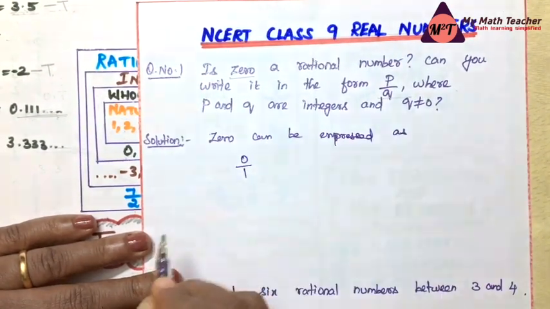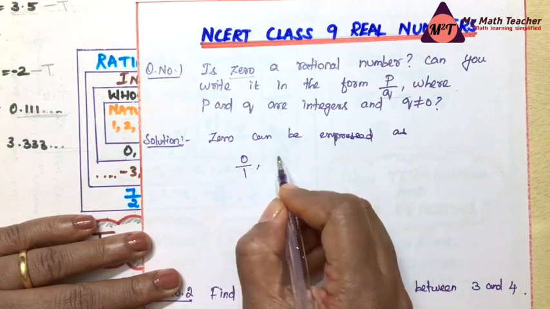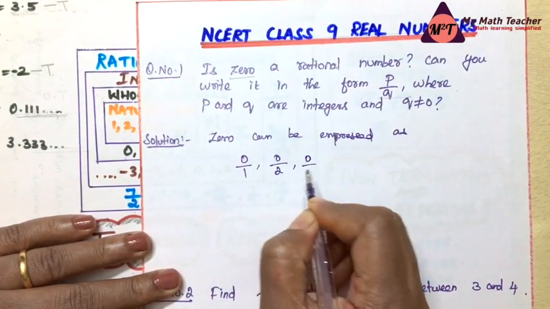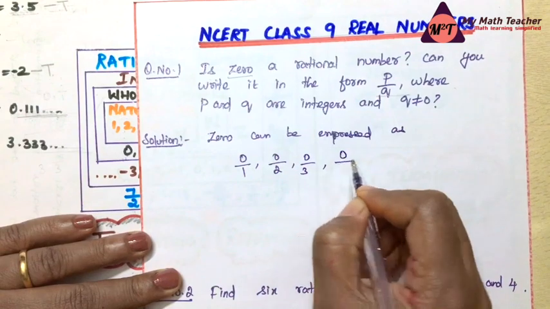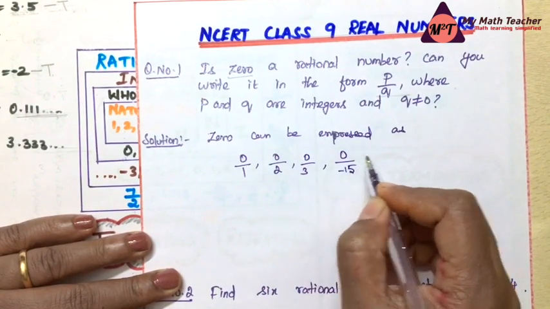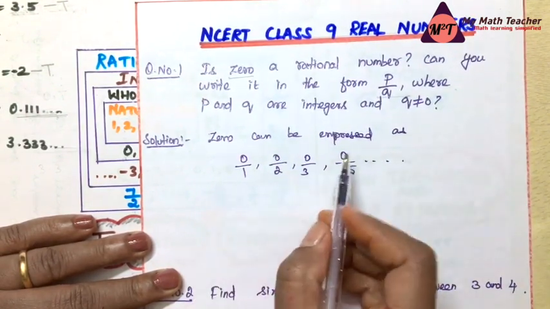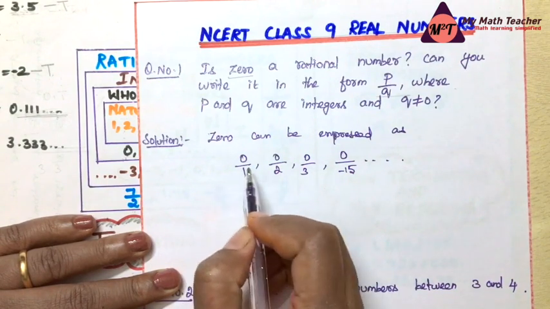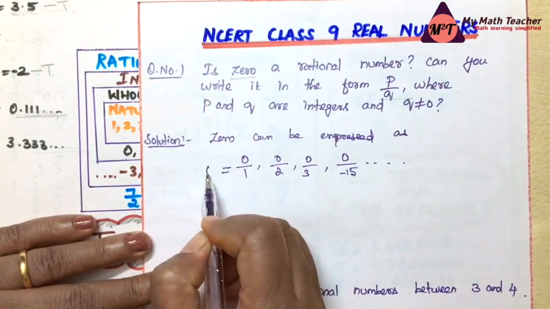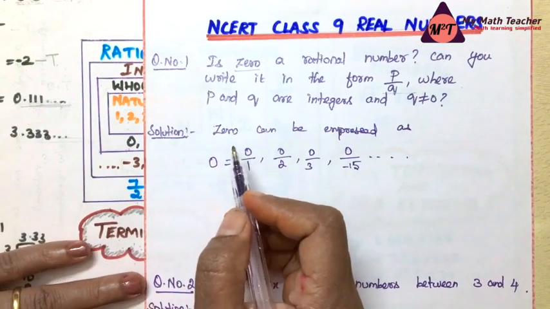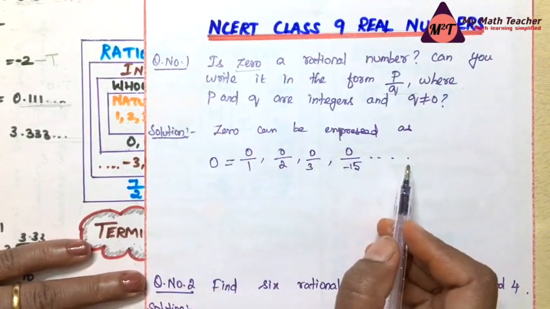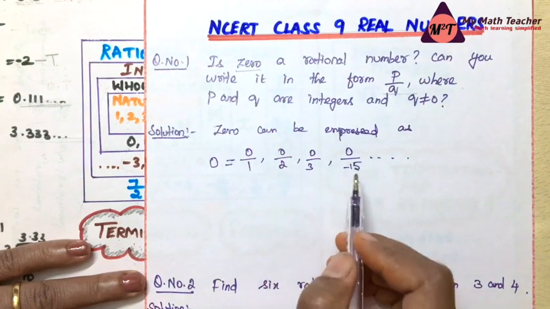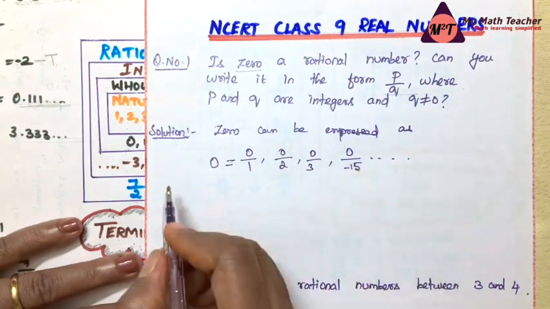we can write like this: 0 divided by 1 is 0, 0 by 2, 0 by 3, and we can even write 0 by minus 15. So it goes on. When you divide 0 by any number, the answer is 0 only. So as 0 can be expressed in p by q form, 0 is definitely a rational number.